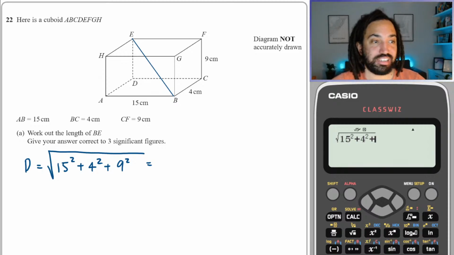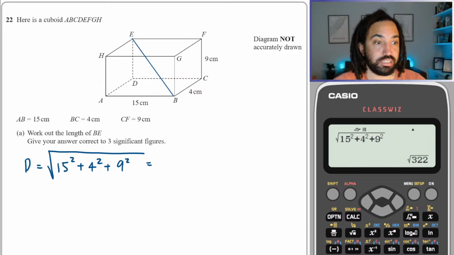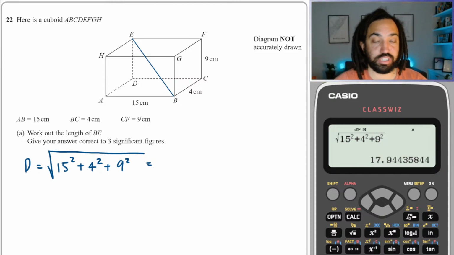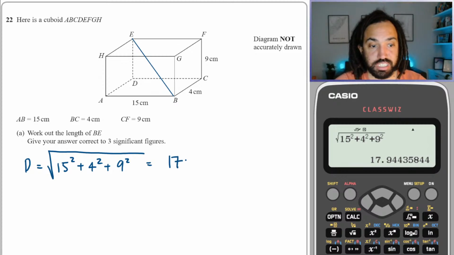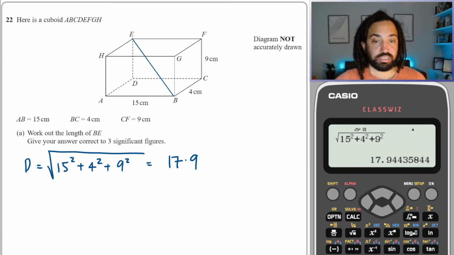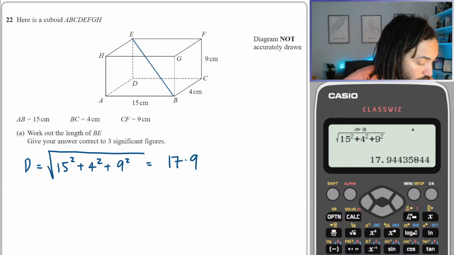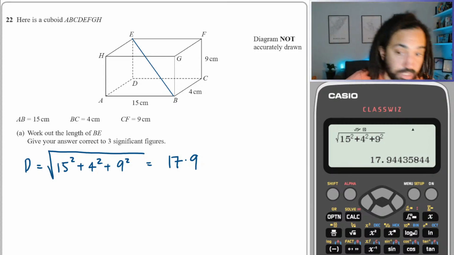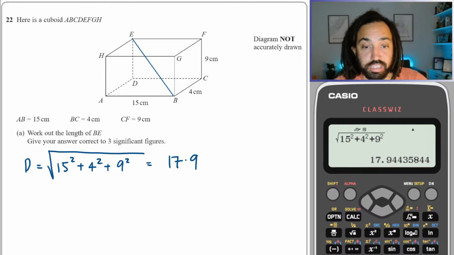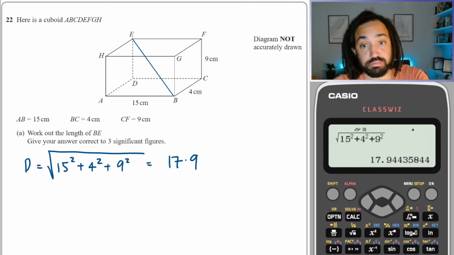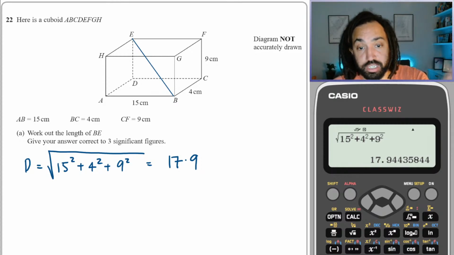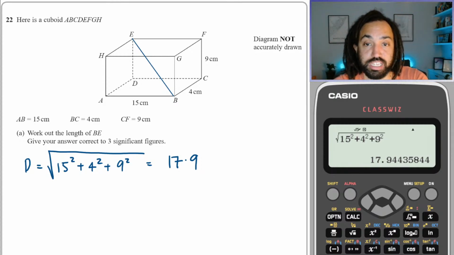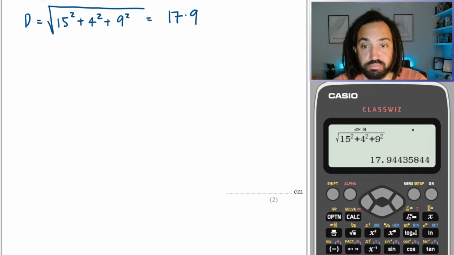And that gives me this. Okay, and it asks for 3 significant figures. So that is 17.9. Perfect. Okay, so that's a useful formula to know. To find the long diagonal inside a cuboid, you just square all of the dimensions, add them together, square root.